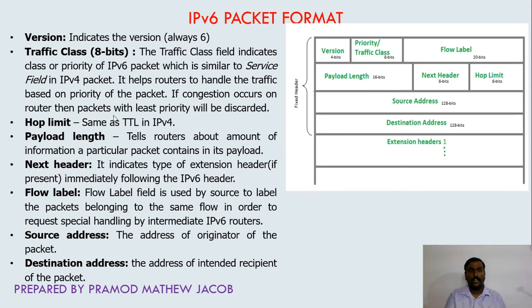Next is payload length. Payload length tells the router about the amount of information a particular packet contains. The next field is next header, which indicates the type of extension header. Next is flow label. The flow label field is used by the source to label the packets belonging to the same flow in order to request special handling by intermediate IPv6 routers. Next is the source address, the address of the originator of the packet, and next is the destination address, which is 128-bit, the address of the intended recipient or the receiver side address. So this is the typical IPv6 packet format.